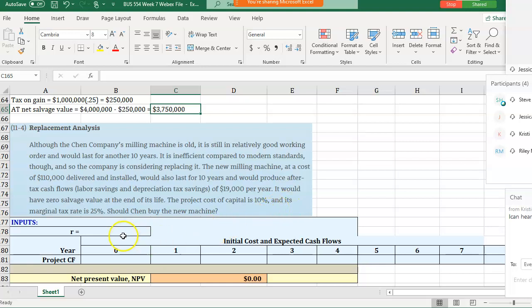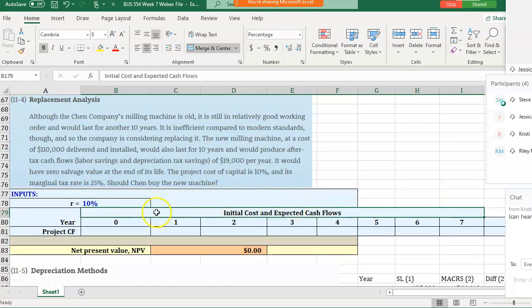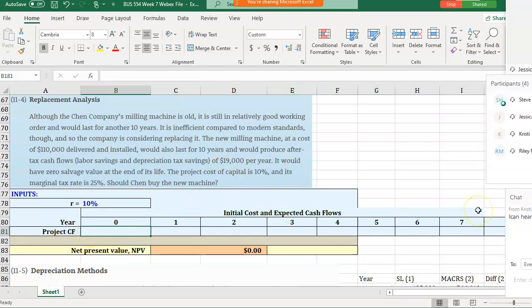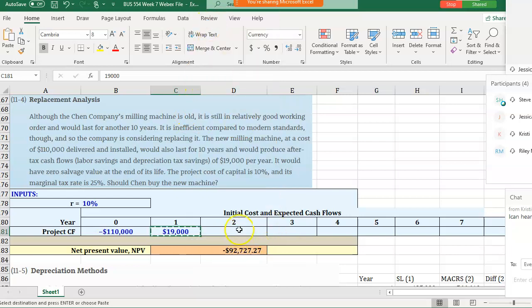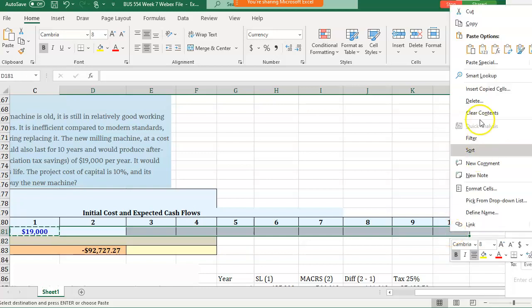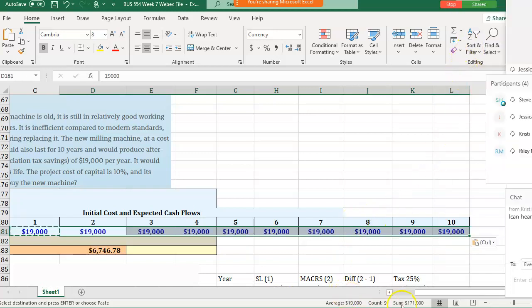Okay, with that in mind, let's drop in the numbers. They said the cost of capital is 10, so we drop that in. Then the initial cash outlay, the negative, at time 0 is 110. And then it's simply 19,000 a year for 10 years. So I'm just going to type in the 19,000 and do a copy paste. This looks familiar because we did the exact same thing last week, and that's why I like this chapter. It's really just a continuation of the same stuff we learned last week.